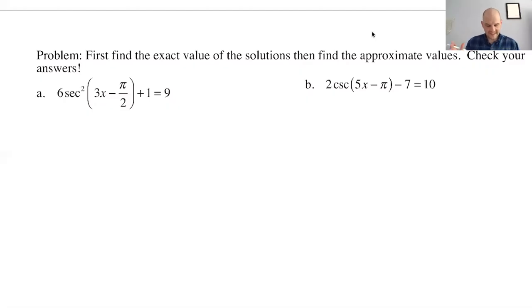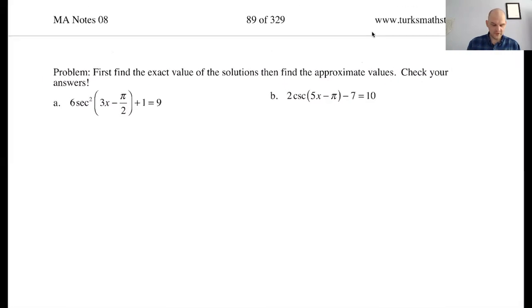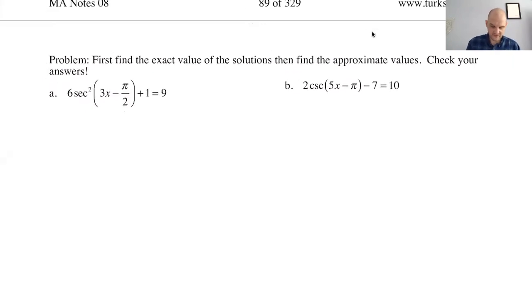All right, we're back. We're on page 90 of math analysis, which is a huge accomplishment. If you've gotten to this point, you should feel pretty good about yourself. You've learned a lot of math, and we're going to keep going. So this is hopefully all review.